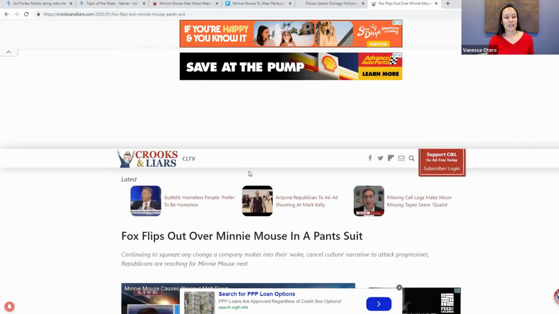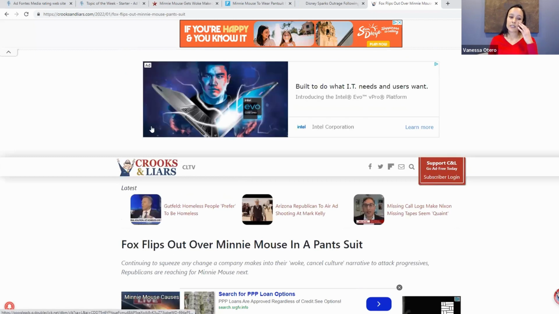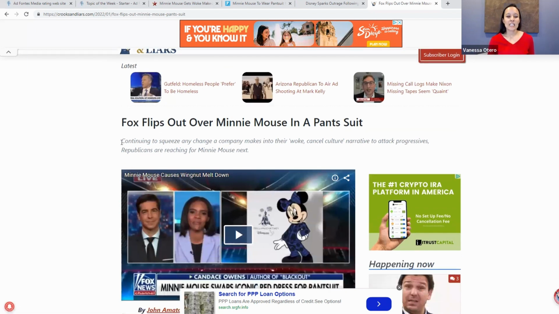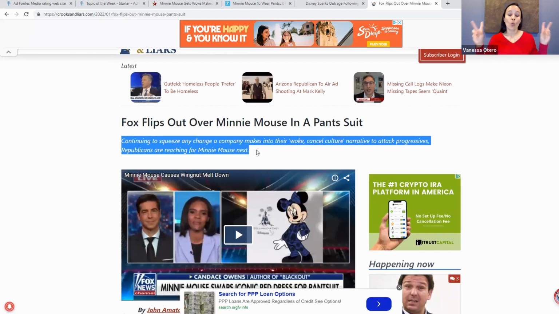Okay, so left, here's a source called crooksandliars.com. Sounds pretty biased, it is. And their focus is on, haha, look at those people on Fox on the right, just flipping out over this culture war thing. Look how silly they are, right? That's the genre of this type of article. So Fox flips out over Minnie Mouse in a pantsuit, continuing to squeeze any change a company makes into their woke cancel culture narrative. So here they use woke and cancel culture. Those are two words that they do use on the right, but they're calling it here a narrative, right? Like, they're identifying the thing that they do on the right to attack progressives.